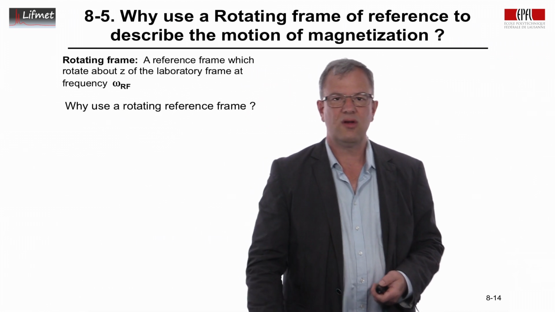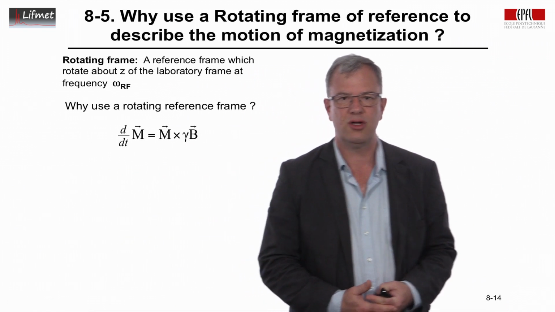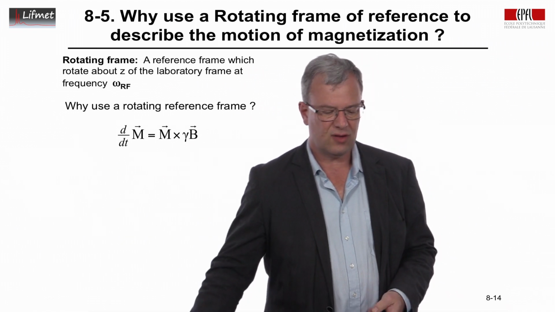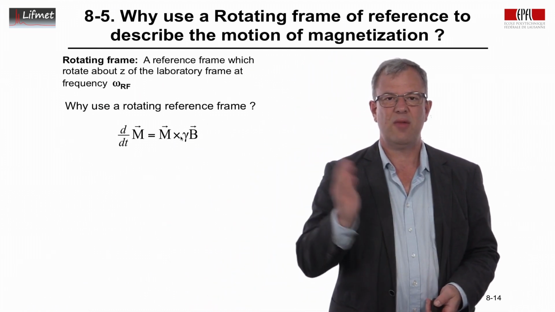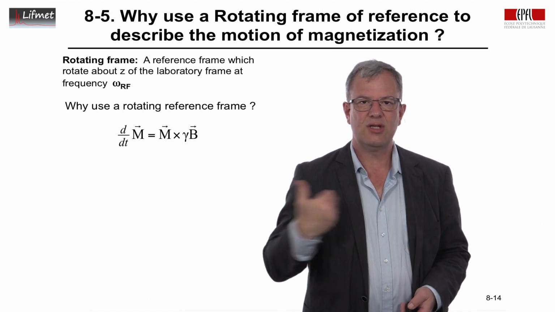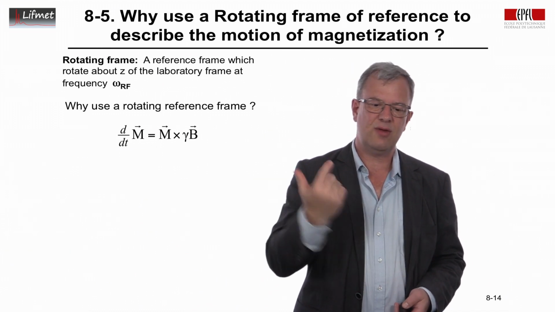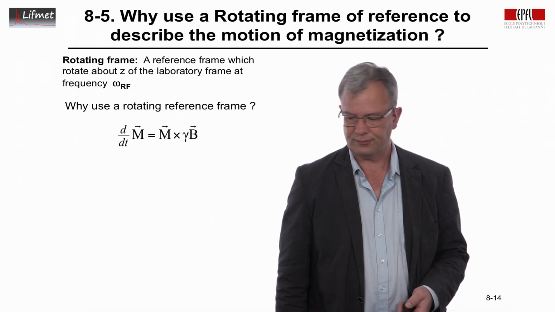So why would we use a rotating reference frame? Well, we've seen that the equation of motion, the Larmor equation, gives us a rotation around the magnetic field. So if we have a magnetization that's not parallel to the magnetic field, then it will rotate around that magnetic field, just like the bicycle wheel that we have seen rotating.